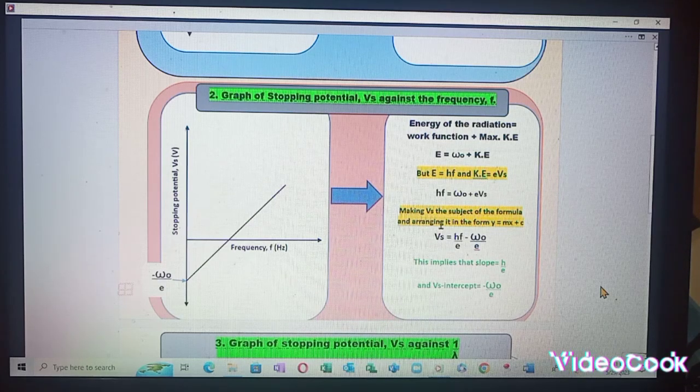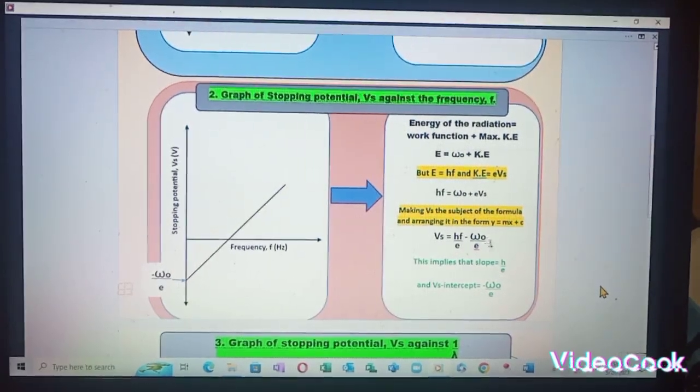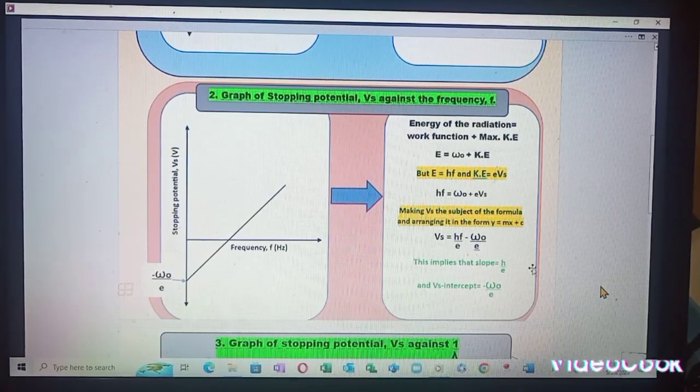So that means in this case, we are going to make Vs the subject of the formula. So we can take W naught to the other side, then you divide everywhere by E. So the new equation now occupies this shape, that is after taking W naught to this side and then dividing everywhere by E to remain with Vs.